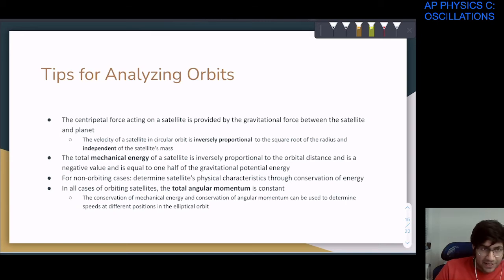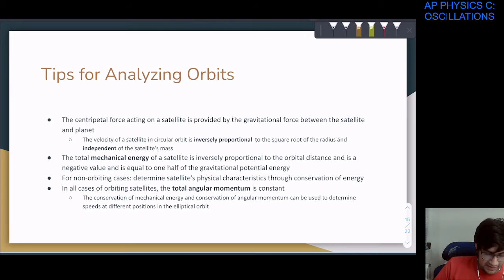Okay, so we got some tips for you. The centripetal force acting on a satellite is provided by the gravitational force between the satellite and the planet. So the velocity of a satellite in circular orbit is inversely proportional to the square root of the radius and independent of the satellite's mass. The second point, the total mechanical energy of a satellite is inversely proportional to the orbital distance, is a negative value, and is 1/2 the gravitational potential energy.